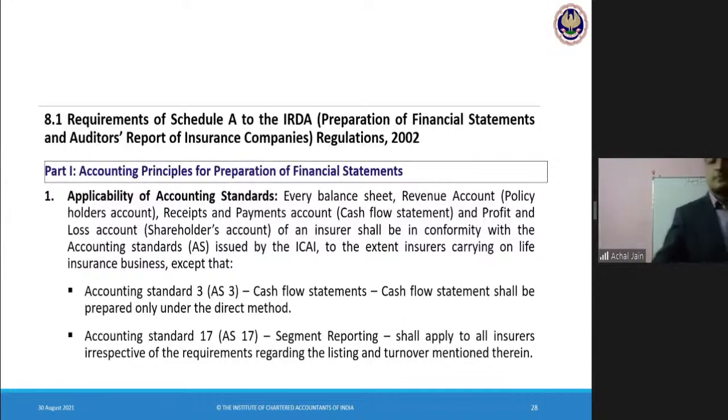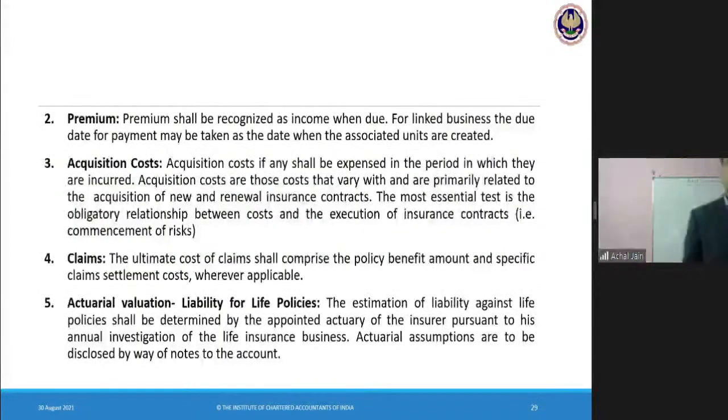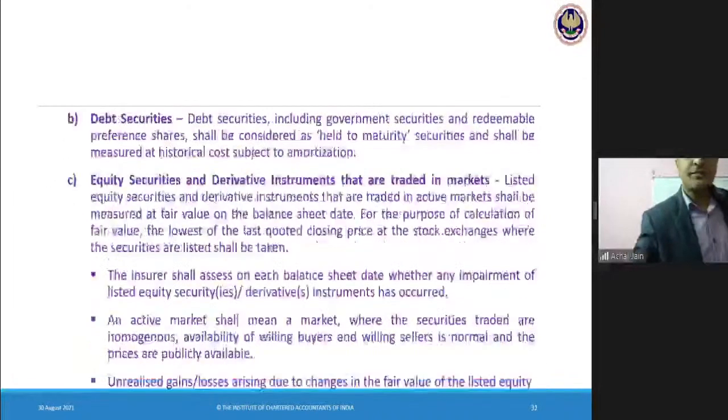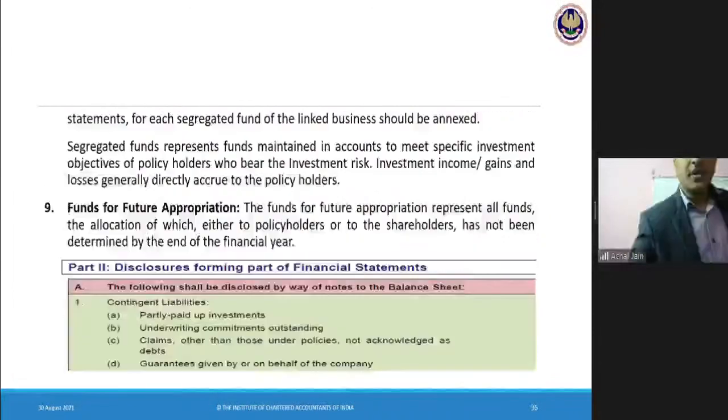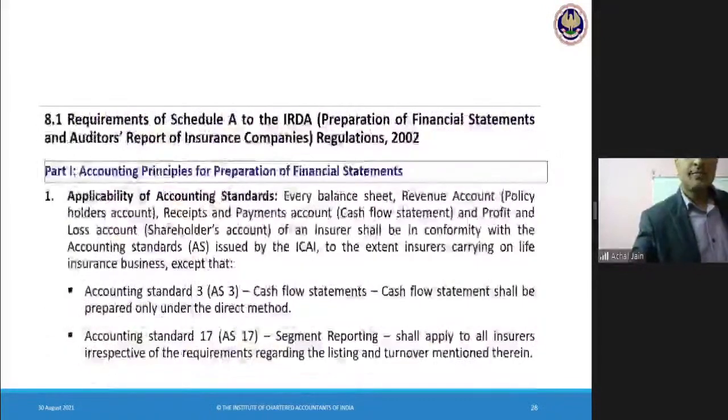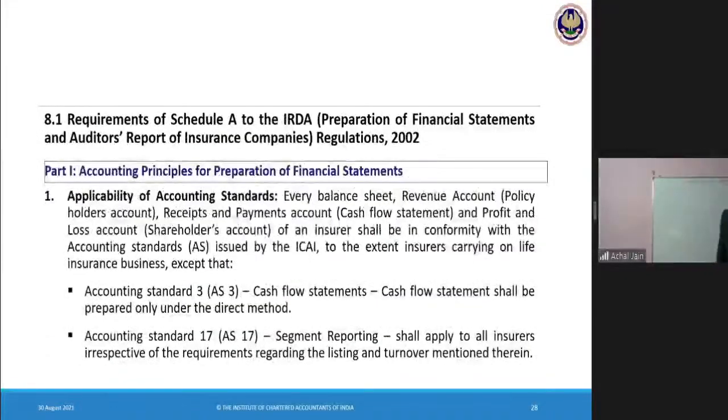Moving further, some of the terms about the insurance company we have already discussed. Now moving further onto the procedures or some of the requirements in relation to the insurance company.